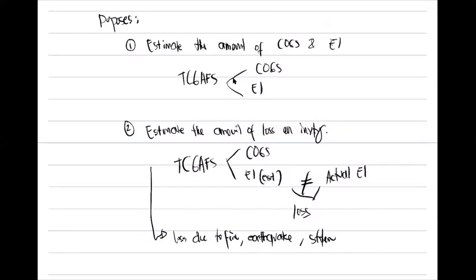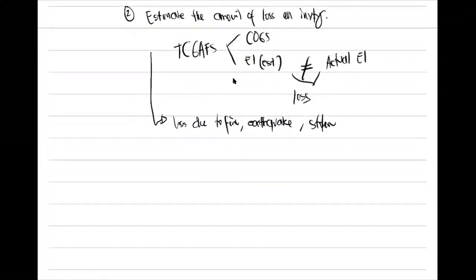So how do we estimate the amount of our loss on inventory? We get the estimated ending inventory and your actual ending inventory. We compare the two items, and if there is a difference, we call that a loss. So take note of these purposes because our inventory estimation will only revolve on these two purposes. Later, you will learn that in our examples, you will always compute the amount of cost of goods sold, the amount of our ending inventory, and also, if ever asked, the amount of our loss.